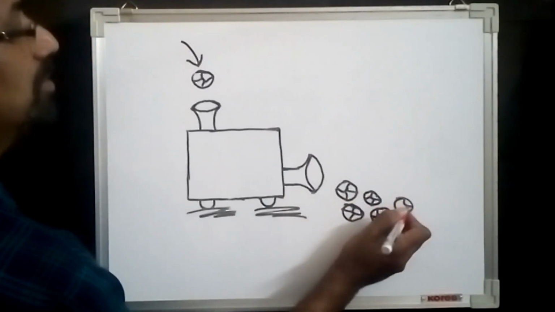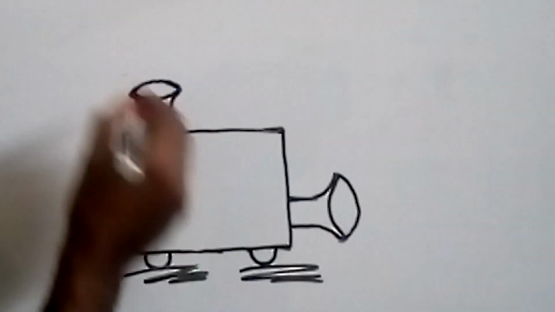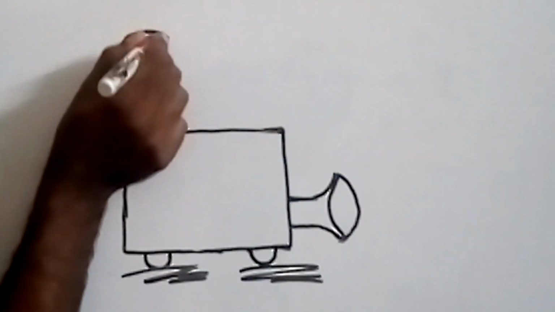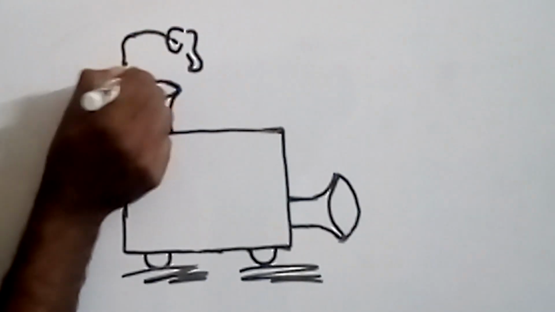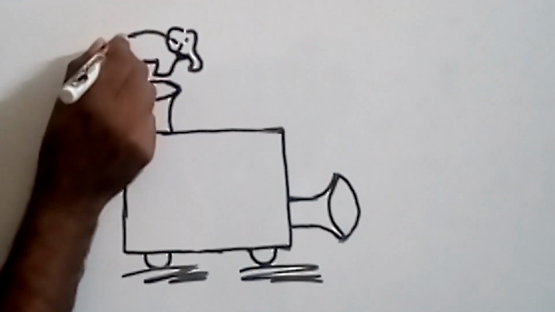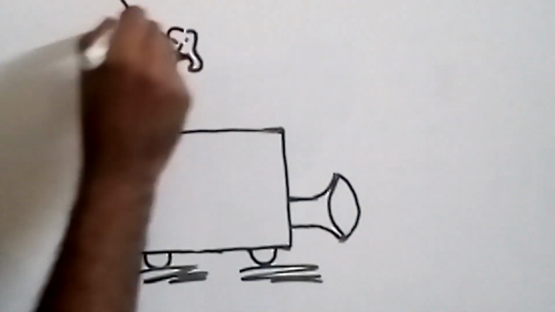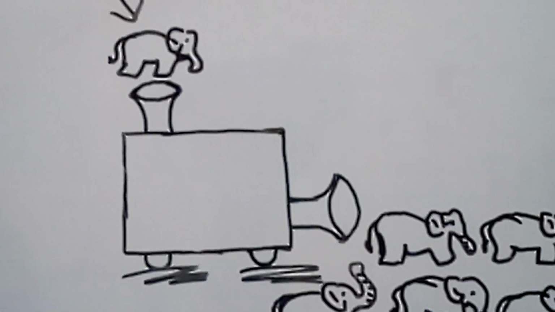This is a magic machine. See, I can put anything I like into this machine. If I put an elephant into this machine, see, I am putting an elephant into this machine. The machine will give me back 5 similar elephants.